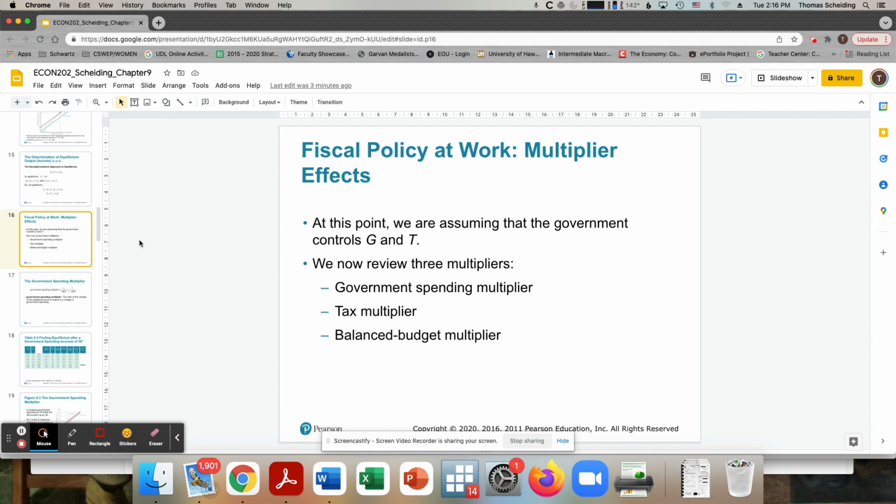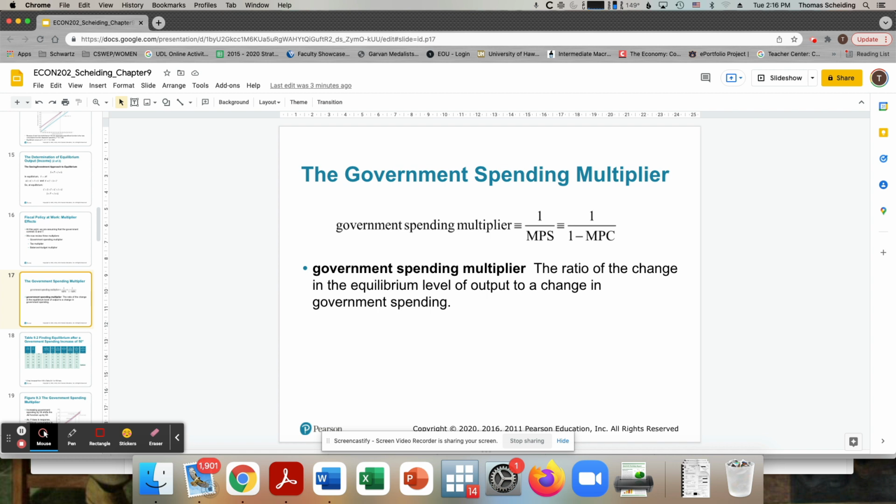So there is a government spending multiplier, as we'll see. There's a tax multiplier, which means that when taxes go up, there's less income that can be spent. And there's also a balanced budget multiplier that affects the economy. And so we're going to look at each of these three. Let's start first with the government spending multiplier.